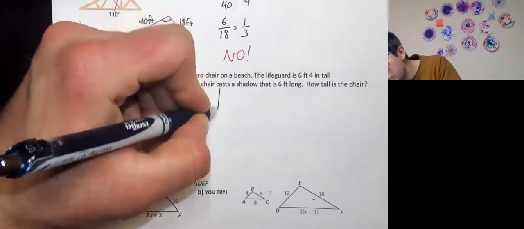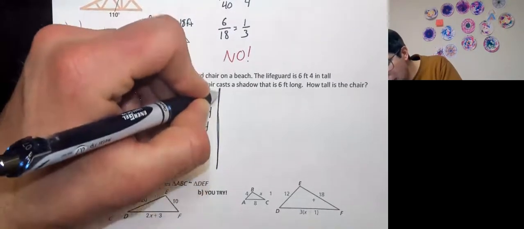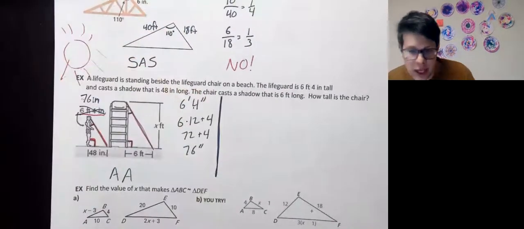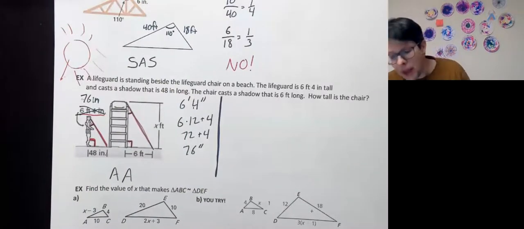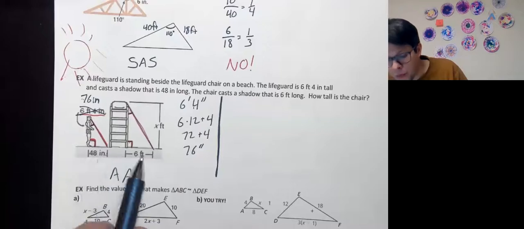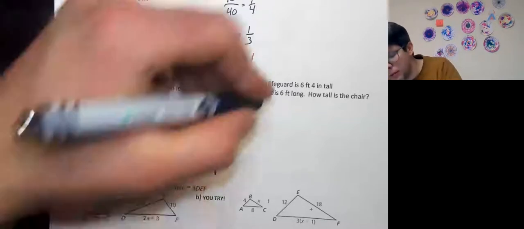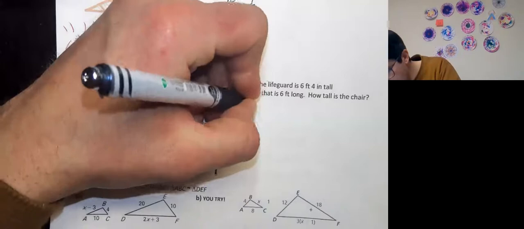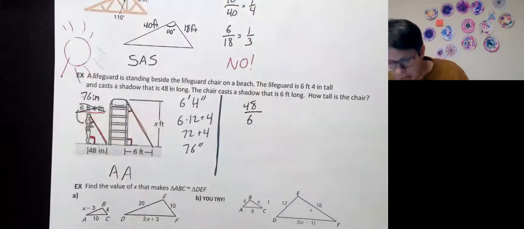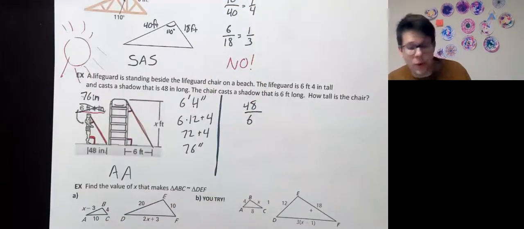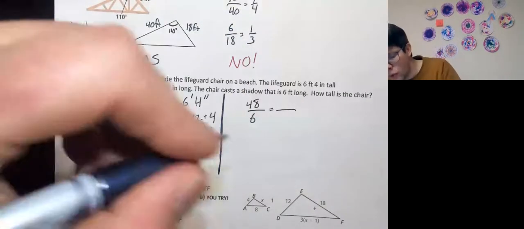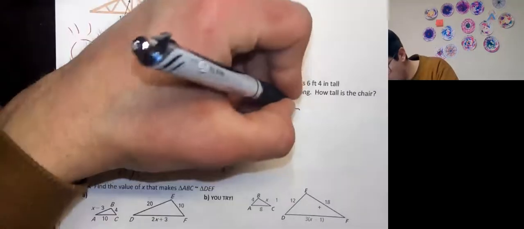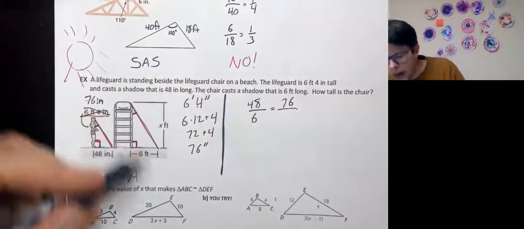So once you build your similarity, you can use it in any kind of way. So I built my similarity using angles, and I'm going to use it for sides. So let's see if we can do that. I'm going to start off by building a set of ratios for my known sides, which is going to be my 48-inch long shadow and my 6-foot long shadow right there. Then I'm going to build another ratio, and this time it is going to be for heights. And this is going to be for my height of my lifeguard and then the height of my chair.